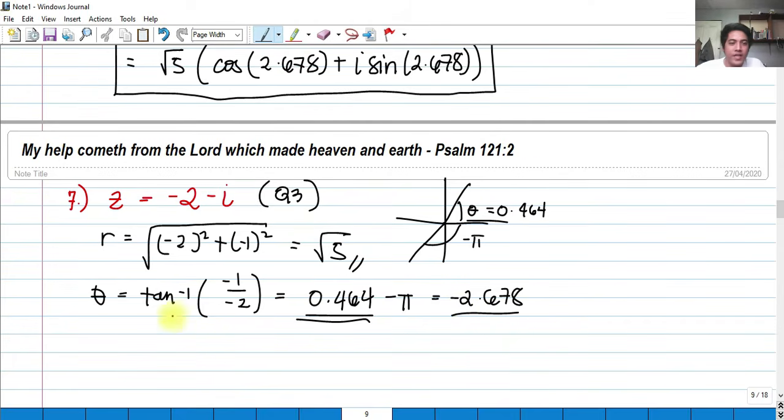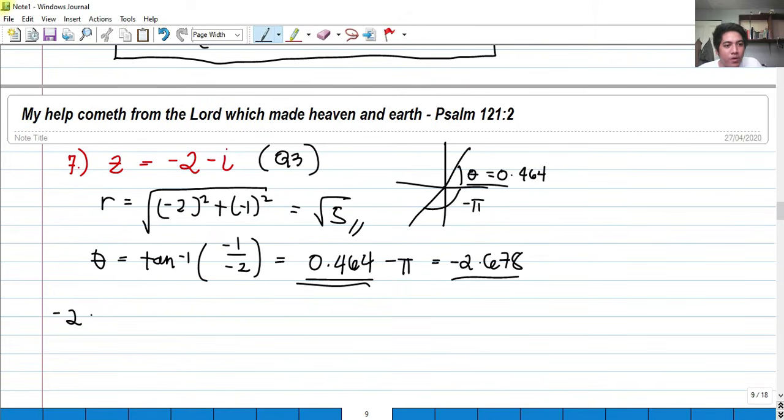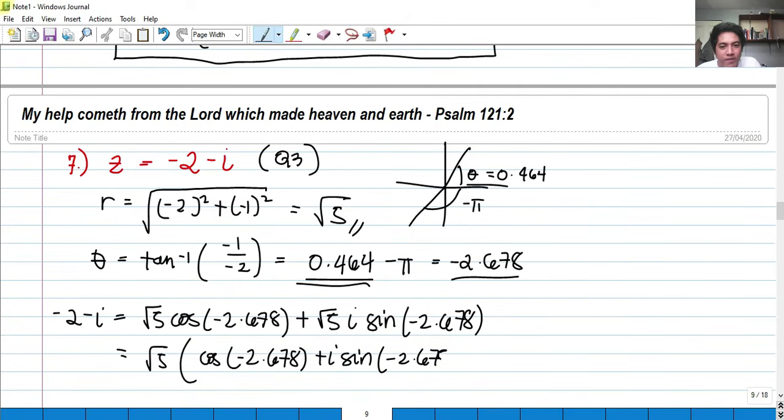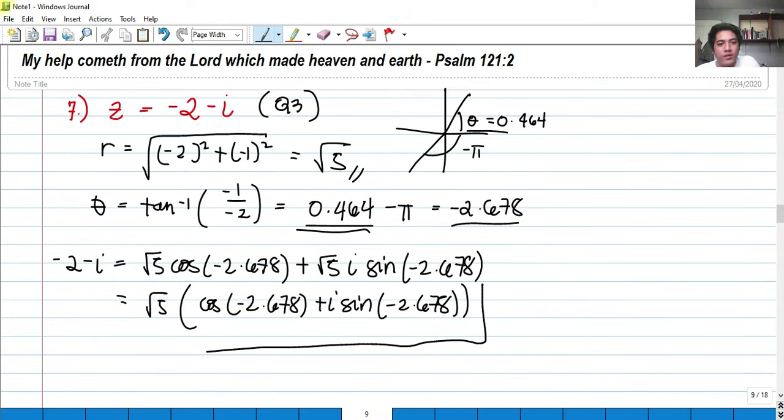Such that if we are going to write the polar form of this, it should be square root of 5 cosine of negative 2.678 plus square root of 5 i sine of negative 2.678. Square root of 5 is common to them, so we have square root of 5 factored out, times cosine of negative 2.678 plus i sine of negative 2.678. So this should be our answer for this problem.